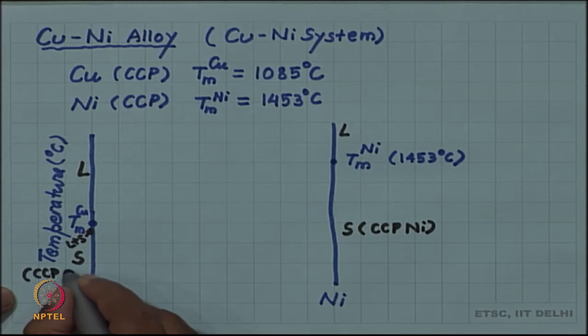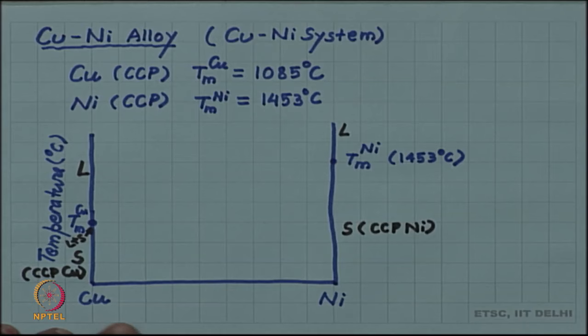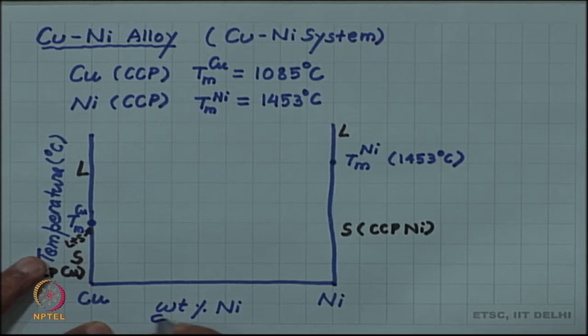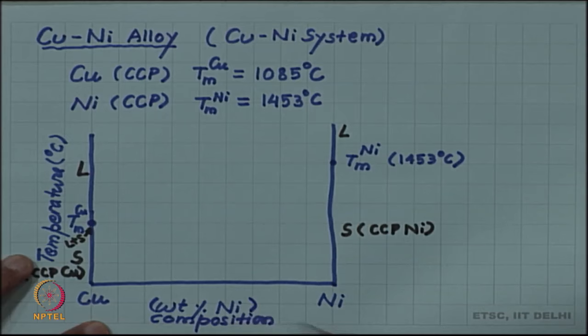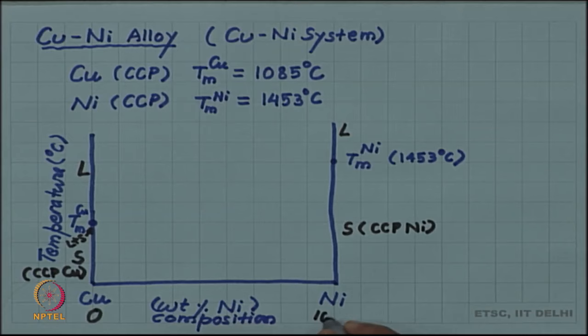Now, let me join this with a horizontal line, which now gives me a composition axis, and let me call that weight percent nickel as my composition. So, x axis is composition, and the unit which I am using for composition is the weight percent nickel. Obviously, copper has 0 weight percent nickel. So, I write here 0 weight percent nickel, and pure nickel itself is 100 weight percent nickel.